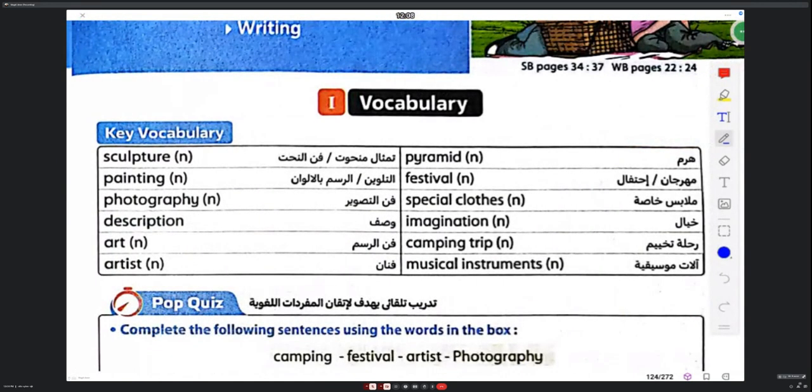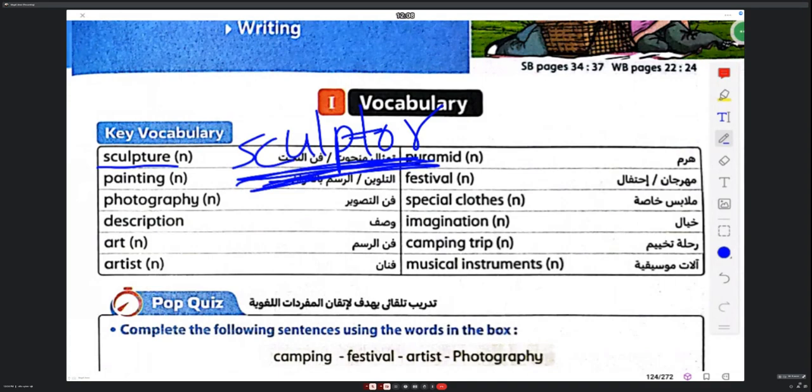No problem. Okay. Sculpture. Sculpture is the process. Sculpture is the man who works in this field. Sculptor is someone who makes statues.